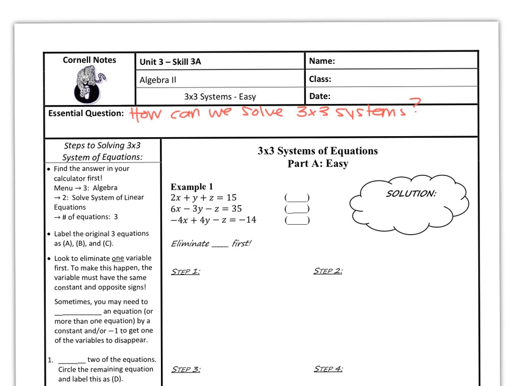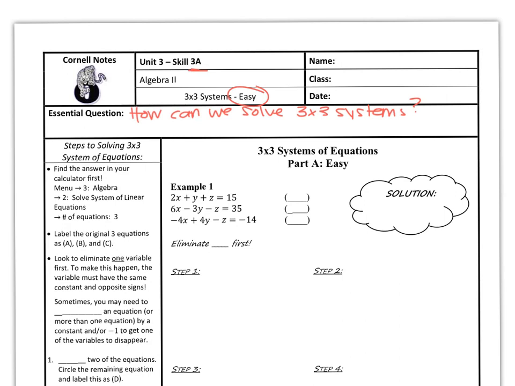We're taking a look at Unit 3, Skill 3A. So there's two parts to this. I'll also be doing the 3B video, so hopefully we can talk about using the same language as we go through this process. We're going to start with solving 3x3 systems that are a little bit easy. Next video we're going to get into ones that are a little bit more challenging, but not by much.